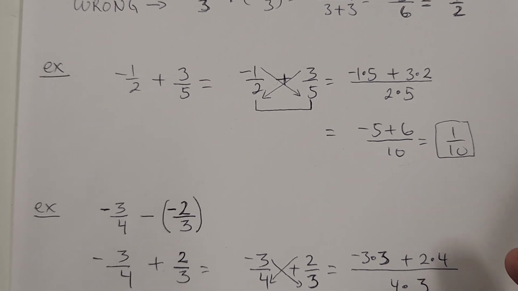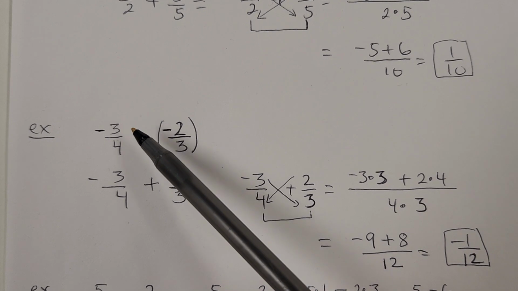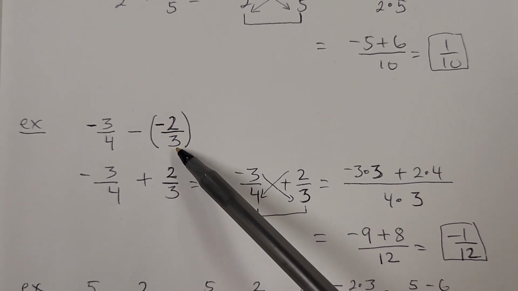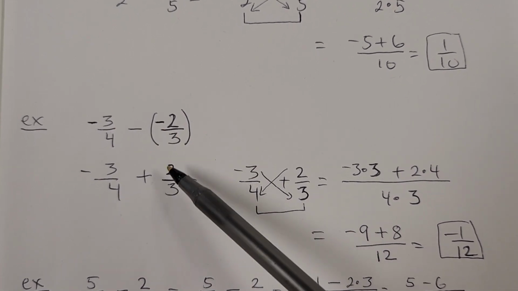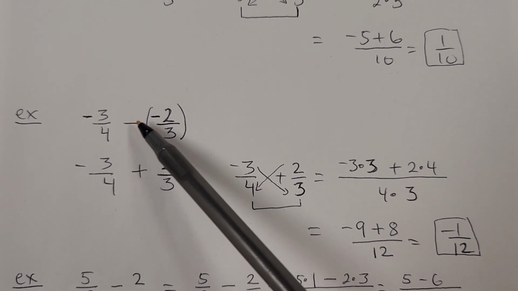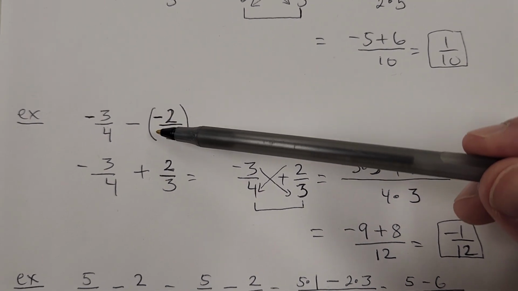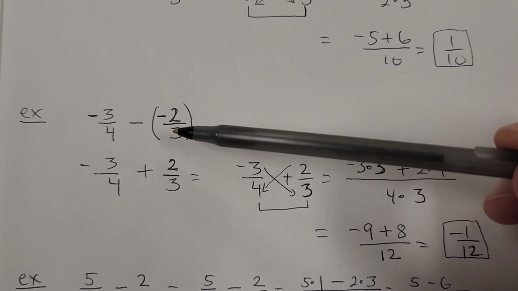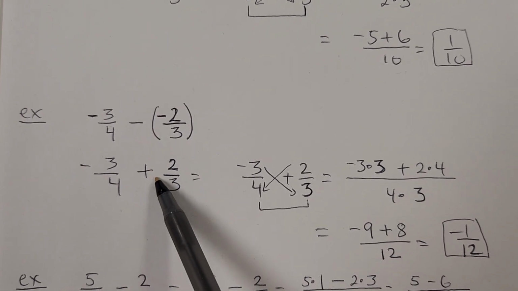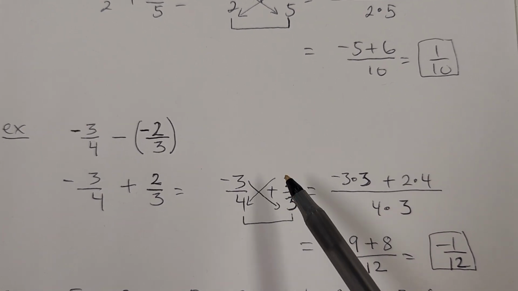Okay, here's another example, just a different way of representing it. So I have negative 3/4 minus parentheses negative 2/3. So when I have parentheses, I have to do that first. So negative times negative gives me positive. One more time. When I see parentheses, I have to do this first. So negative times negative gives me positive 2/3. And then after that, repeat the process of cross multiply.